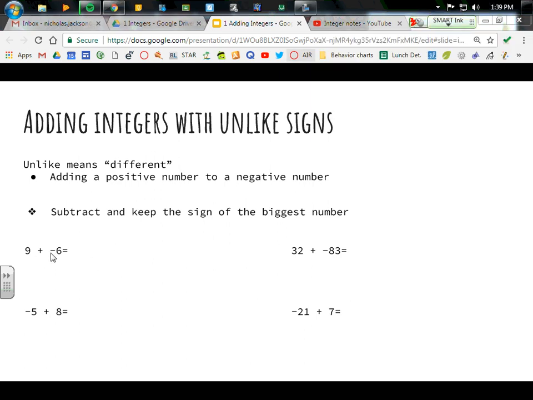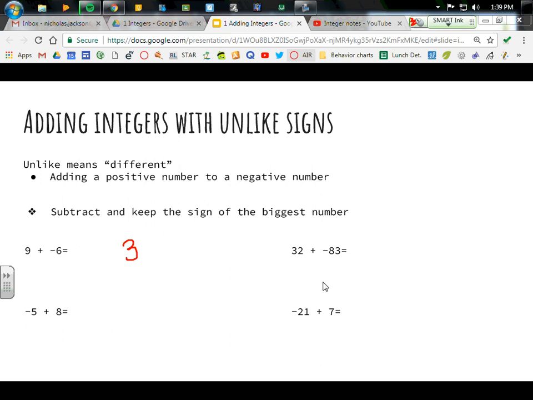So 9 plus negative 6. To do a problem such as this, we're just going to subtract 6 from 9. So 9 minus 6 would be 3. All right. Now, which of my two numbers has the largest value? Positive 9 will. So that means my answer here is going to be a positive 3.